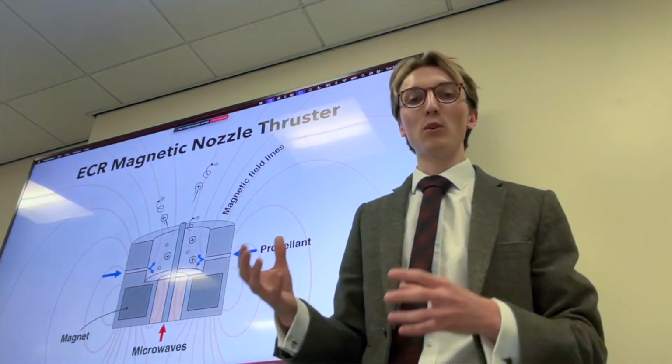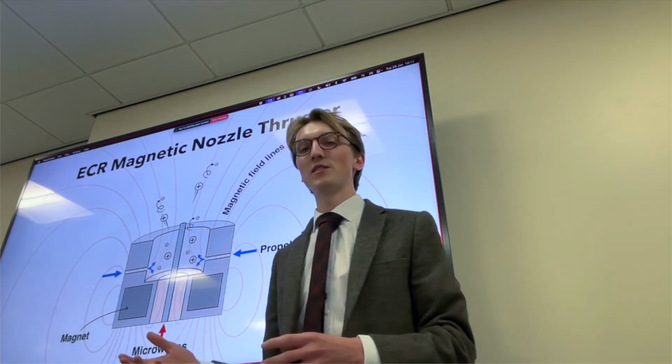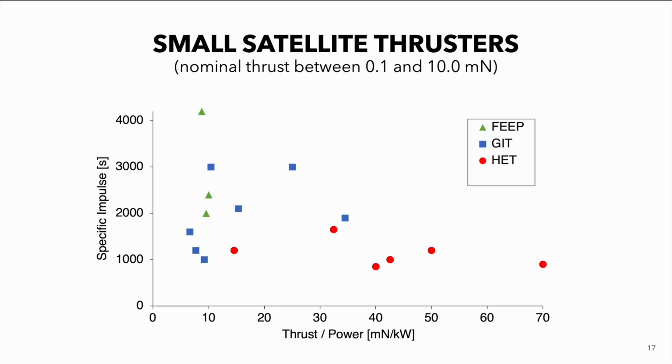So if we want to know how these thrusters compare to other thrusters, I made this plot of small satellite thrusters, and you can see here that Hall effect thrusters at the bottom have quite a high thruster power, so they can get you to where you want to go quite fast.